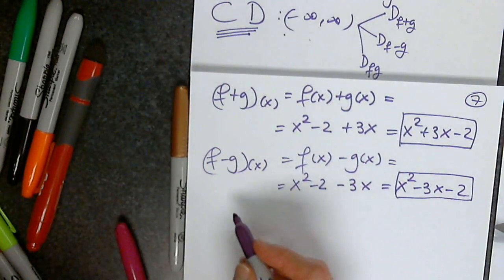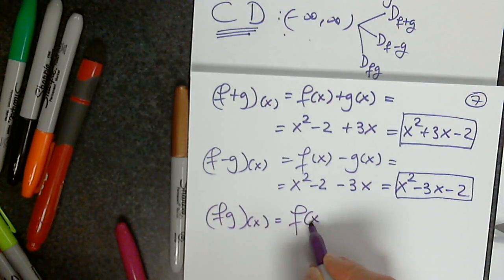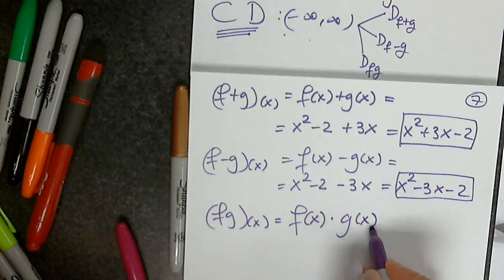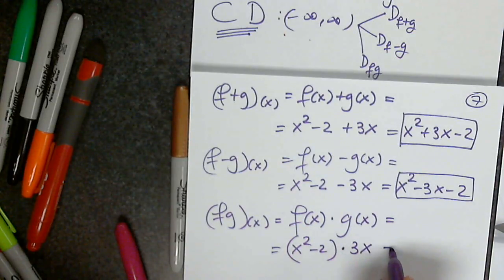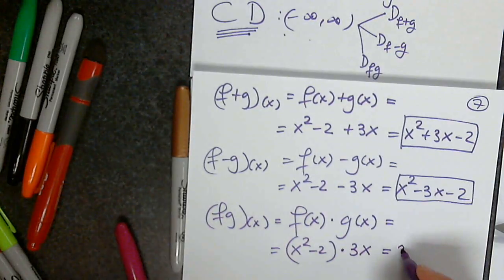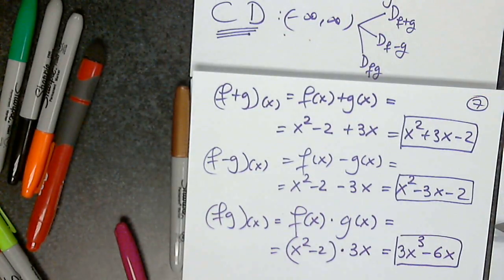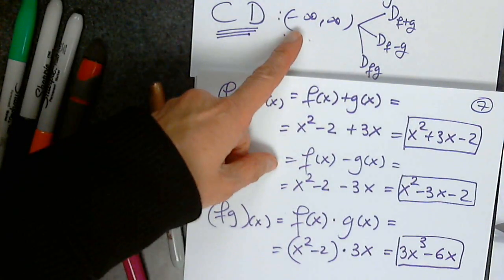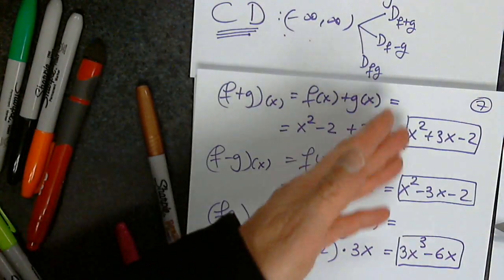Then I will determine the product, fg of x, which is by definition f of x times g of x. I replace f by x squared minus 2, and I multiply it by 3x. Yes, I have to distribute 3x, and I get 3x cubed minus 6x. And now this is done. Is it clear why these three functions have this domain? I don't even have to think about it once I found the common domain.